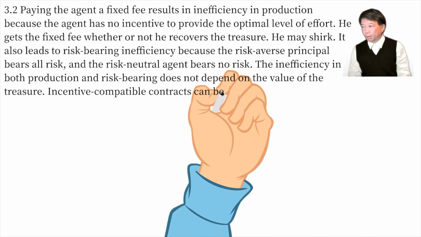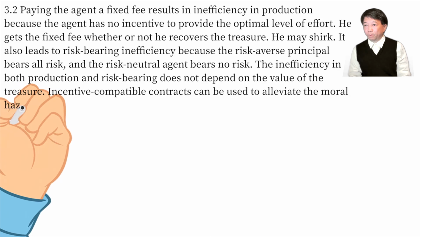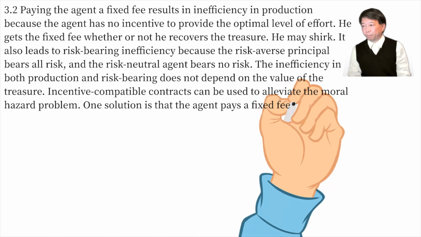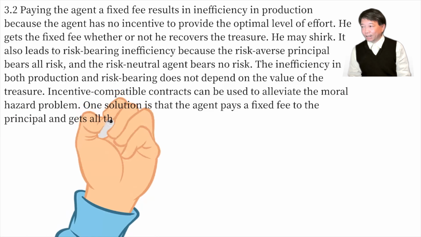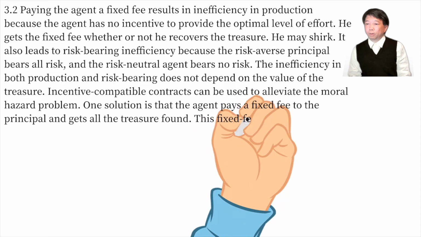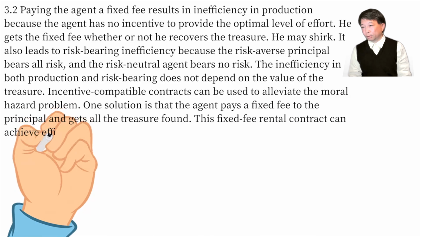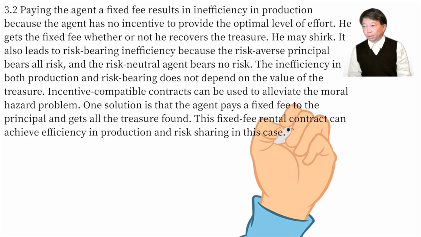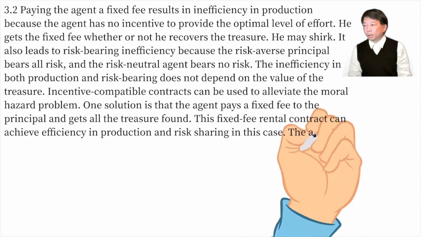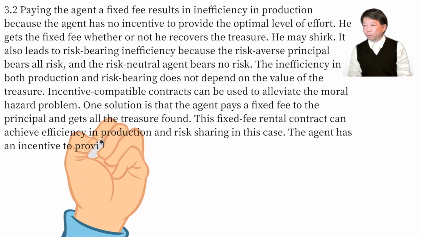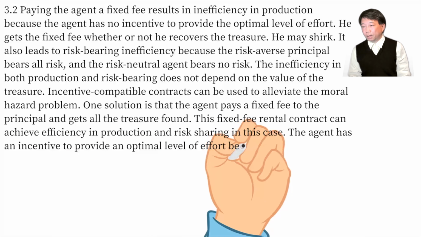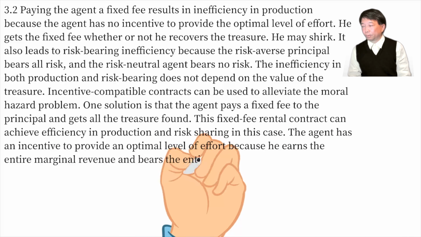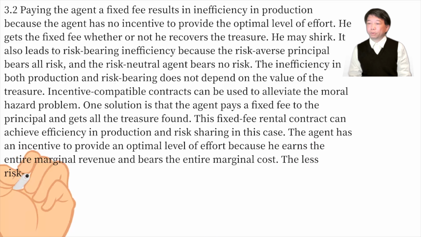Incentive-compatible contracts can be used to alleviate the moral hazard problem. One solution is that the agent pays a fixed fee to the principal and gets all the treasure found. This fixed fee rental contract can achieve efficiency in production and risk-bearing in this case. The agent has an incentive to provide an optimal level of effort because he earns the entire marginal revenue and bears the entire marginal cost. The less risk-averse party also bears all the risk.